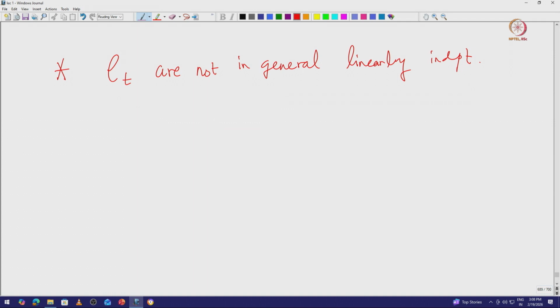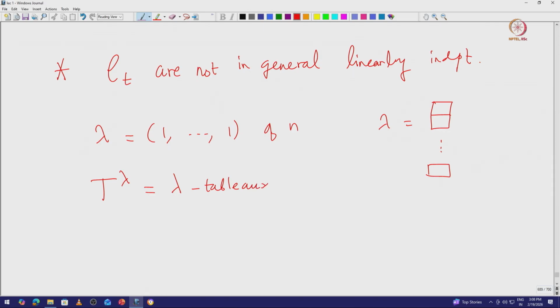Let us see an example to demonstrate this. We can look at what is called the alternating representation. The alternating representation can be obtained by taking the trivial partition where you take 1 1 1 of n. So, you have lambda to be these boxes 1, 2, etc., 6. Now note that the lambda tableaux are the same thing as lambda tabloids here, because each row has only one single box. So, T lambda is the same as the set of lambda tableaux.